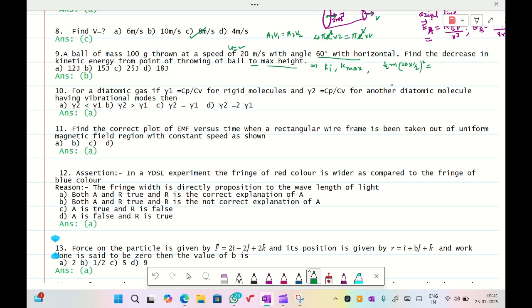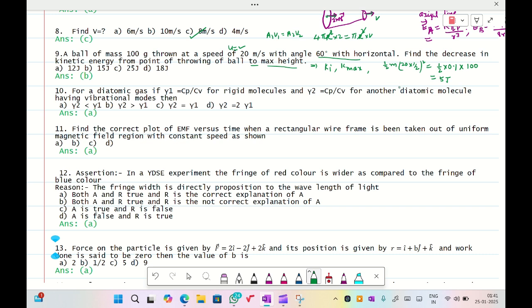So convert into kg, and here velocity is in meter second inverse. So 100 grams converted into kg is 0.1. Half into 0.1 kg into 10 square, that is 100. So now here it will come 5 joules.